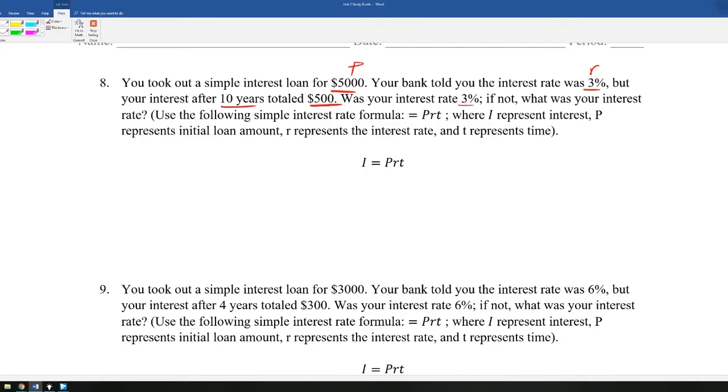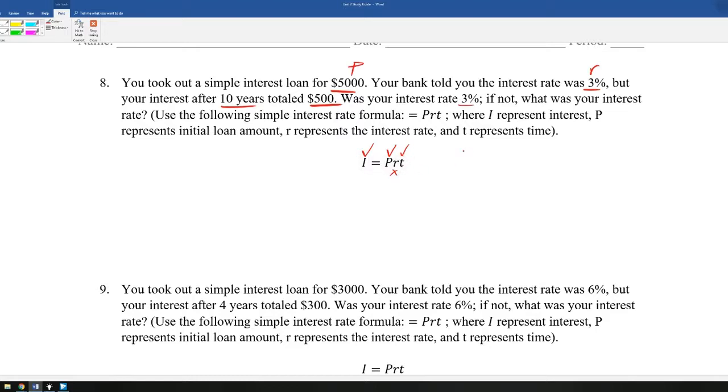So let's find out. Well, we have the interest, right? We have the interest, 500 bucks, right? We have your principal, that's 5,000. We don't have your rate. We do have 10 years. So let's go ahead and rewrite this so we can isolate the variable that we are trying to figure out, which is our interest rate.